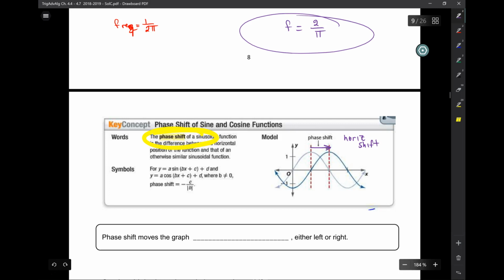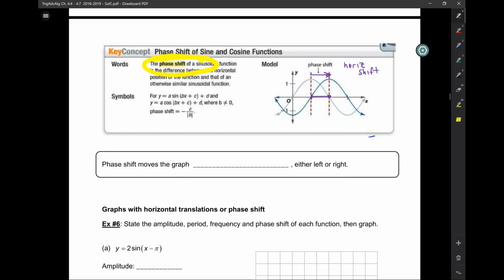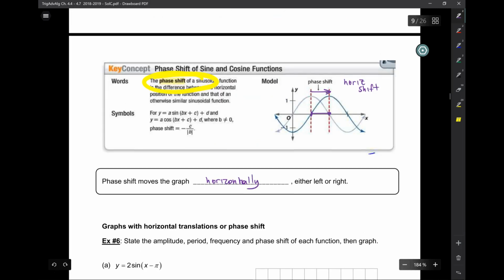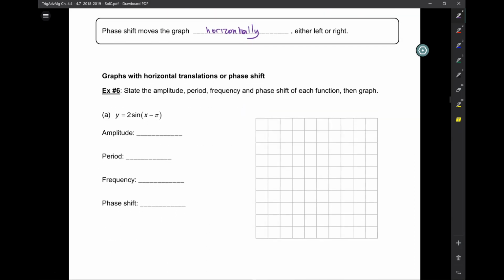No asymptotes. It's just saying that it's shifted, like this point shifted to this point. Phase shift moves the graph horizontally, either left or right. Now, if you want to figure out how many spaces it's moved, I'm not going to tell you to memorize a formula. I'll tell you what to do in a second.